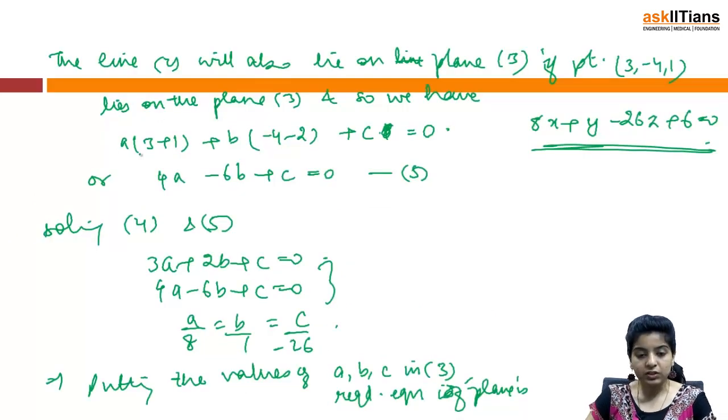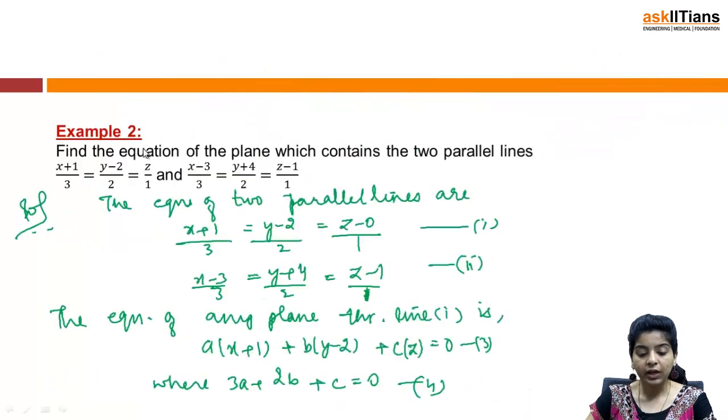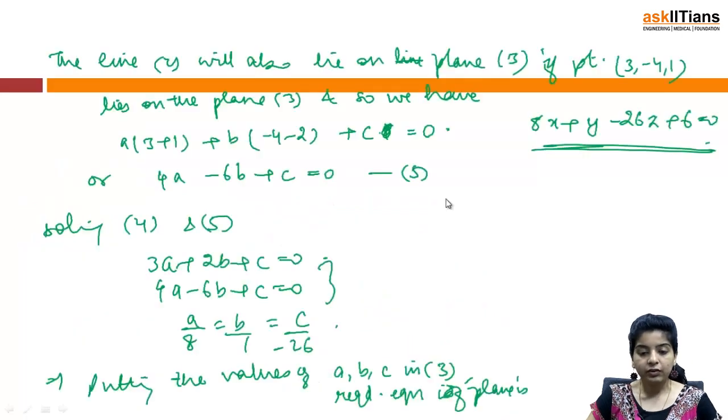So we have 3 minus 4 1 lies on plane 3, and so I have put 3 minus 4 1 here, and this gives me this equation. So now I have two equations in a, b, c, and therefore I can solve those equations to get the values of a, b, c. Then I have substituted these values of a, b, c in the required equation of the plane, and we have obtained the answer.